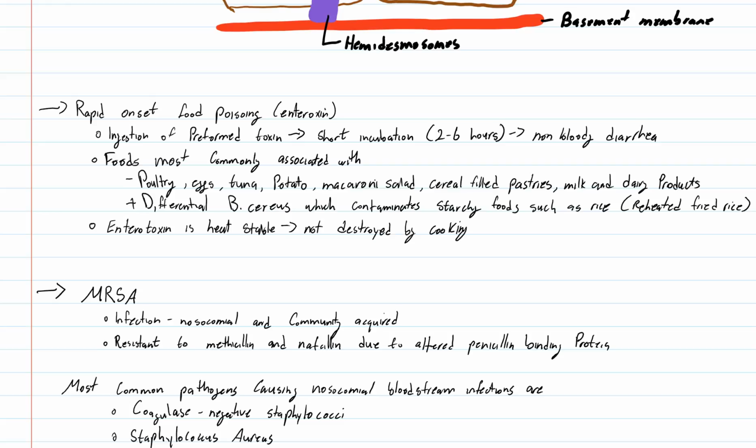You can differentiate between staph and Bacillus cereus, which is characteristically contaminated starchy food such as rice. It is usually reheated fried rice. Also, since the toxin is preformed, there's a short incubation period, basically from 2 to 6 hours, and it will cause non-bloody diarrhea.